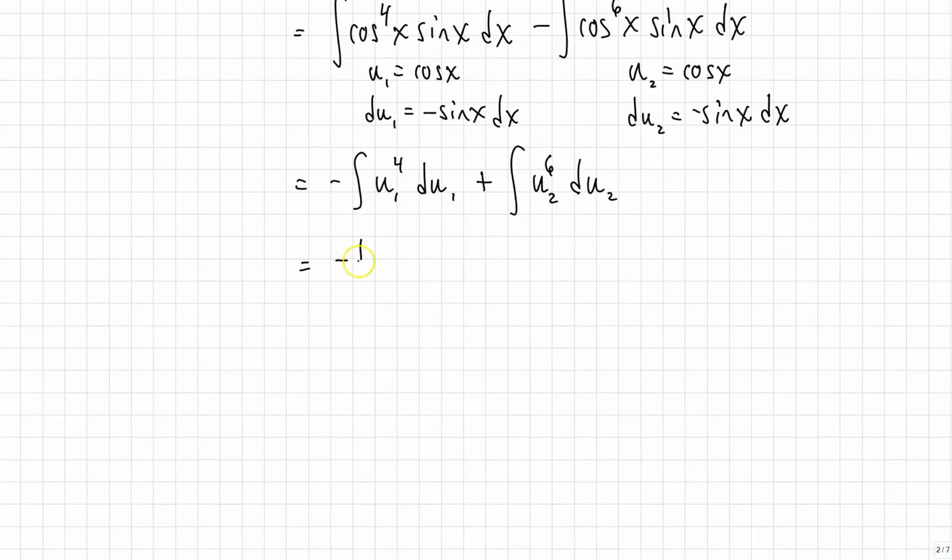So we end up with negative 1/5 U to the fifth plus 1/7 U to the seventh plus a constant.